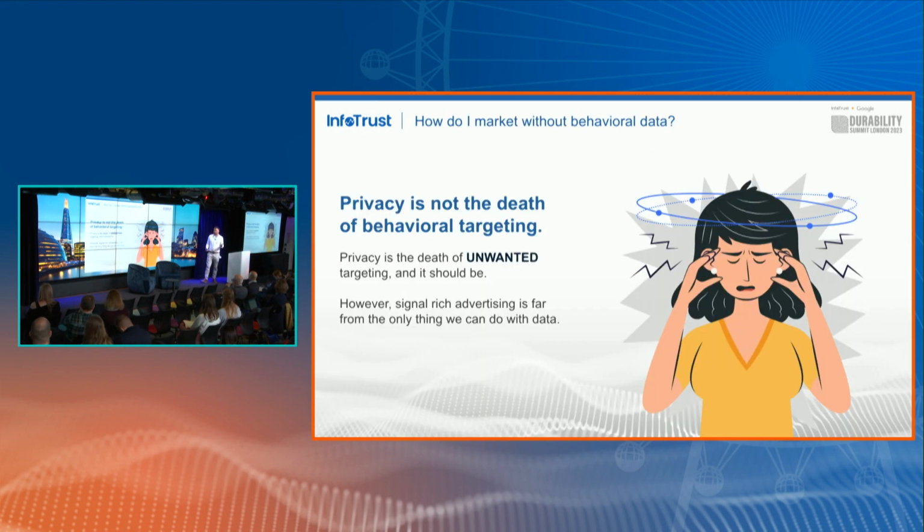And everybody's freaking out. What are we going to do? We can't target anybody. This is ridiculous. I'm not going to read off slides the whole time, but these ones I think are important to read. Privacy is not the death of behavioral targeting or even signal-rich targeting. Privacy is the death of unwanted targeting, and it should be. If people don't want to be targeted, we should be listening to what they're saying. That's most of what Adam talked about this morning. We should be paying attention to them, and that's obviously going to drive sentiment.